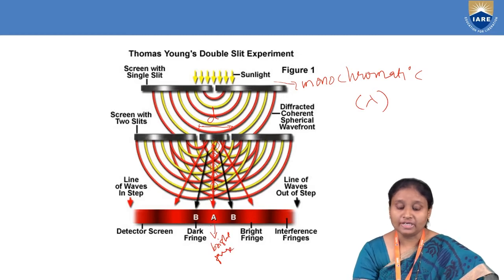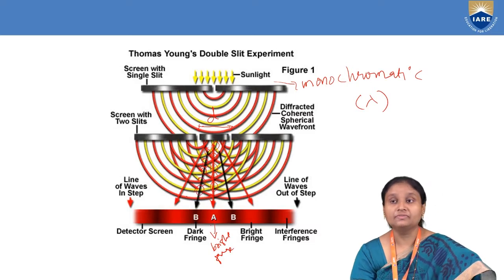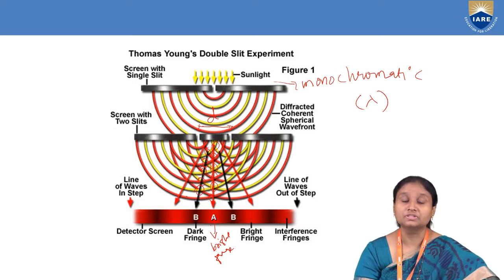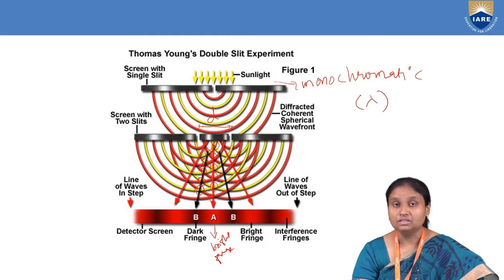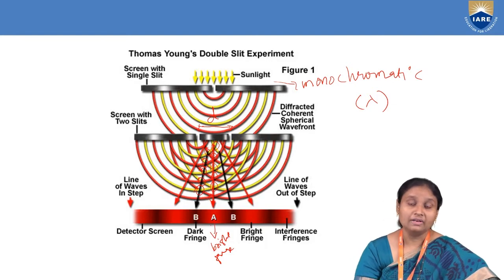Whereas at points where yellow is falling on red, it means that when crest due to one wave falls on trough due to another wave, what happens to the resultant intensity? It will be the difference of intensities due to the individual waves, and we'll have minimum intensity, which is nothing but the dark fringe.